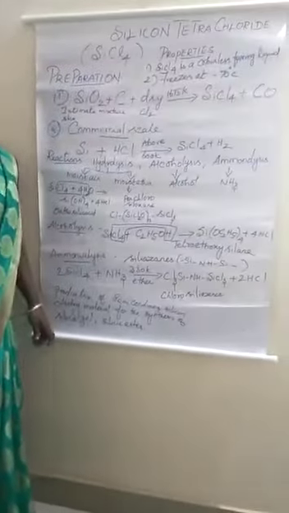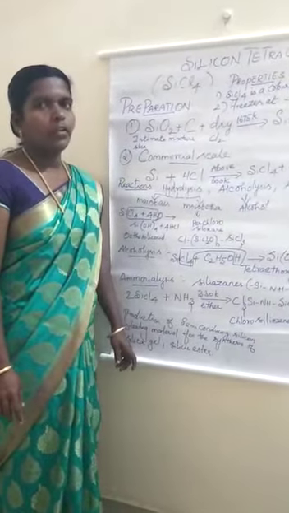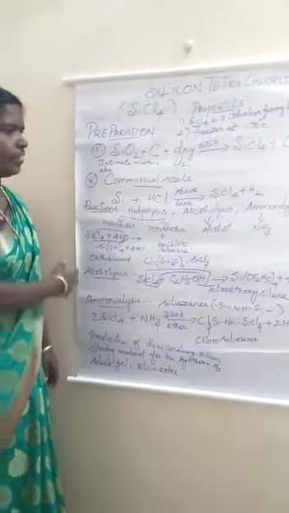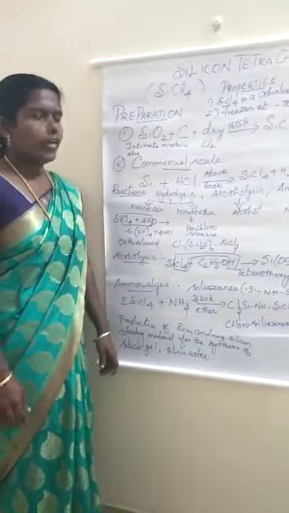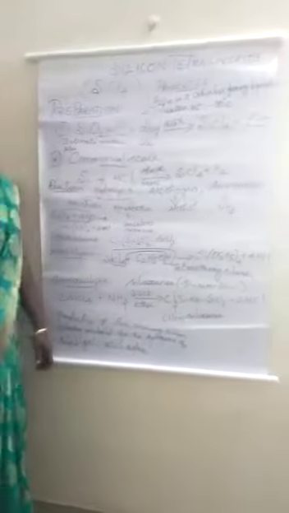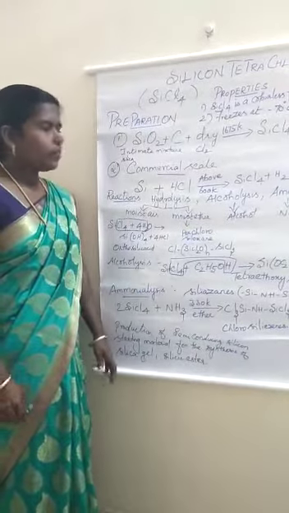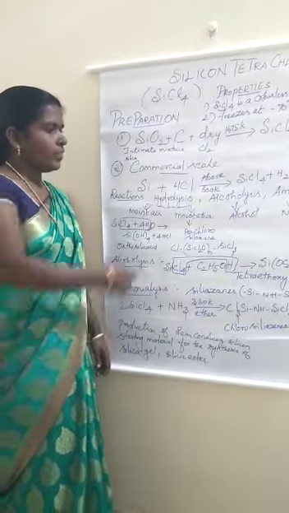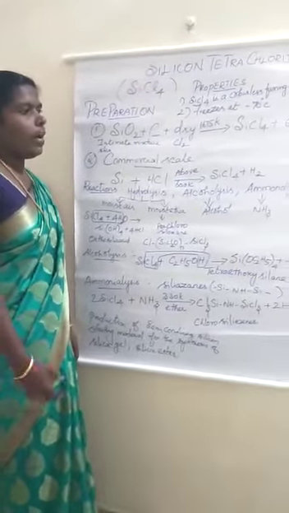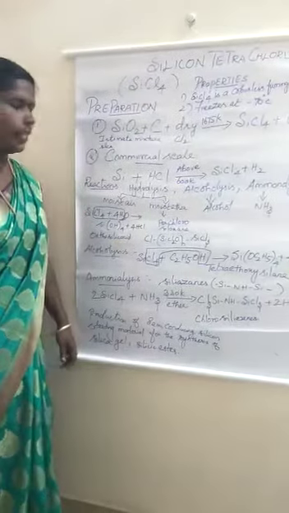Then, properties of silicon tetrachloride. Silicon tetrachloride is a colorless fuming liquid and it freezes at -70 degrees Celsius. Then reactions. Silicon tetrachloride undergoes 3 reactions: hydrolysis, alcoholysis, aminolysis. Lysis means splitting. Hydro means water. Splitting done by water is known as hydrolysis. Alcoholysis means splitting done by alcohol. Aminolysis means splitting done by ammonia. Ammonia, the molecular formula is NH3.